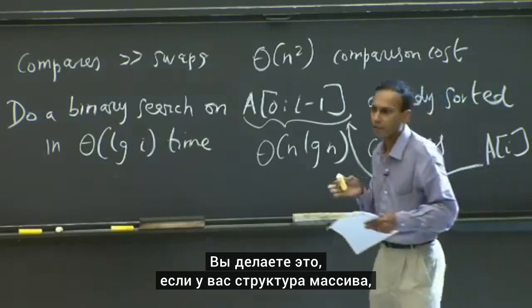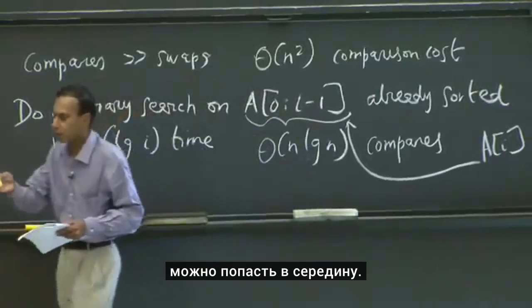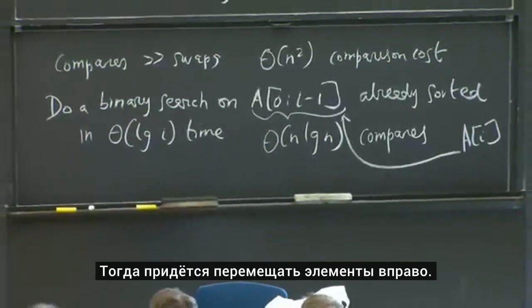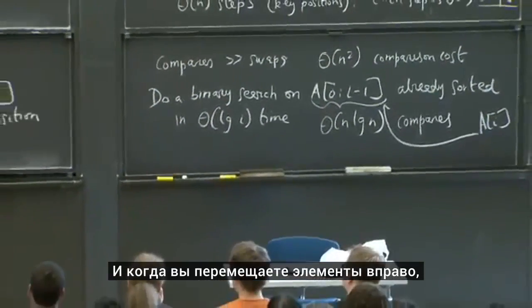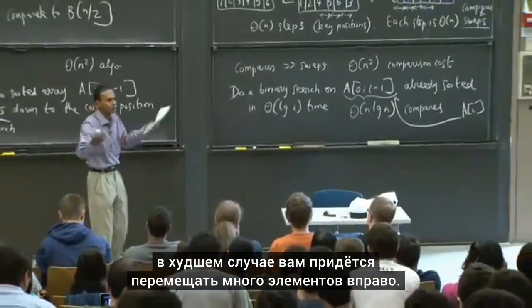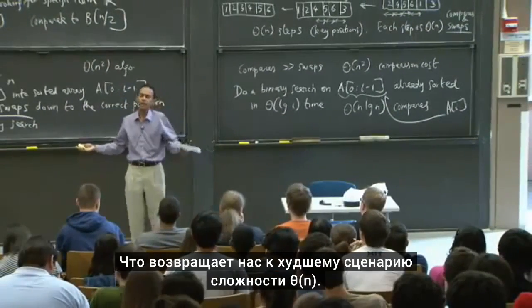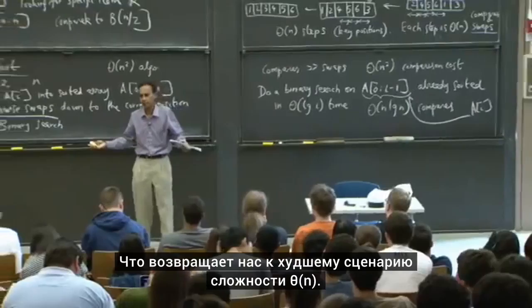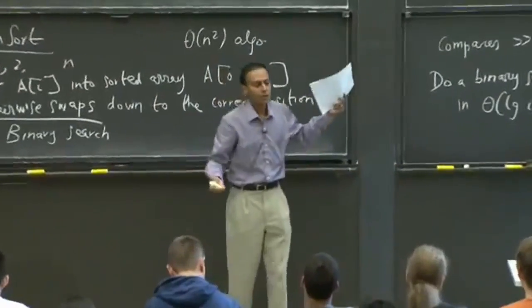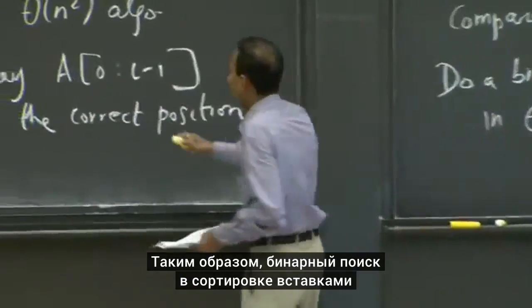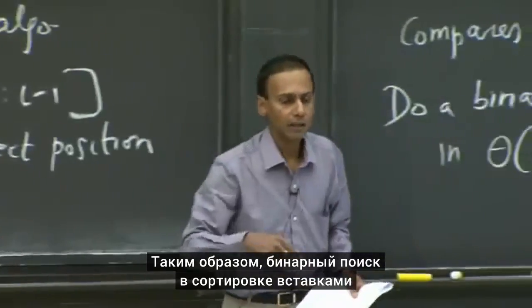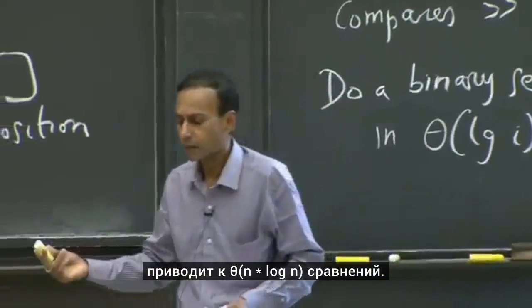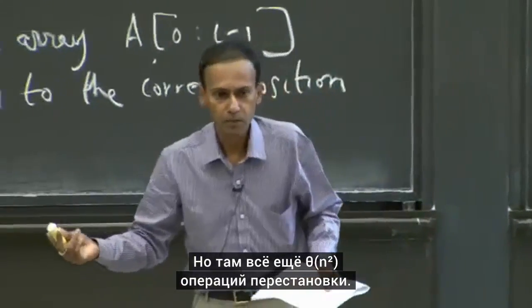When you do that, if you have an array structure, it might get into the middle, and you have to shift things over to the right. And when you shift things over to the right, in the worst case, you may be shifting a lot of things over to the right, and that gives back the worst case complexity of theta n. Okay? So a binary search in insertion sort gives you theta n log n for compares, but it's still theta n squared for swaps. All right?